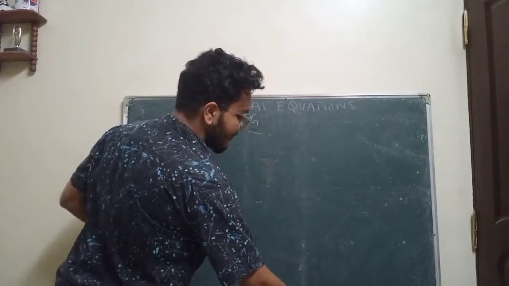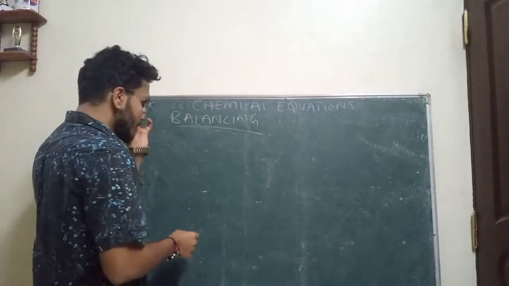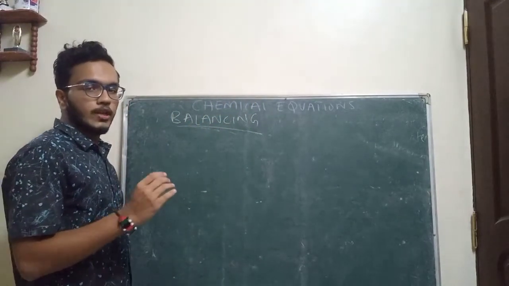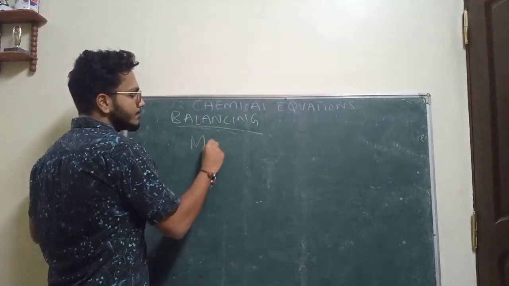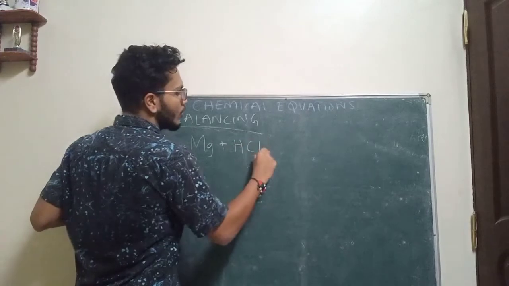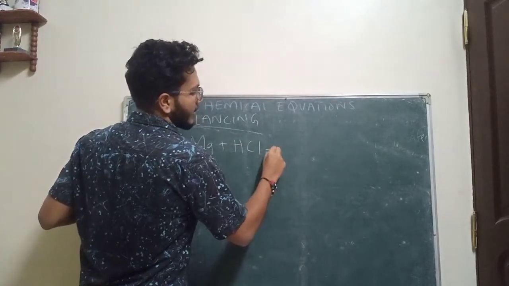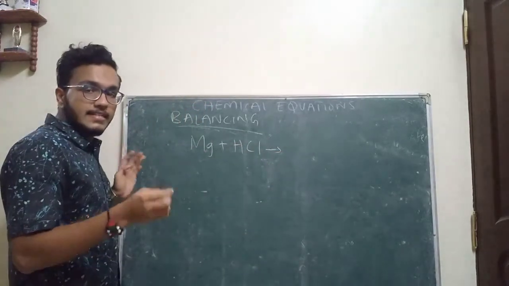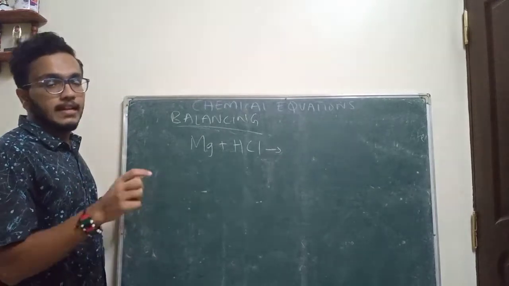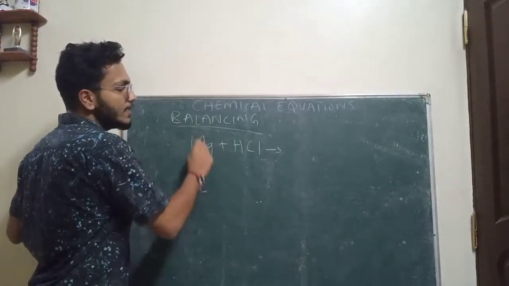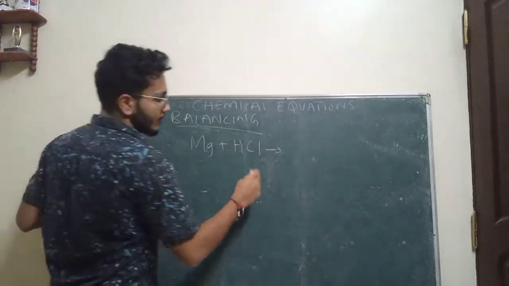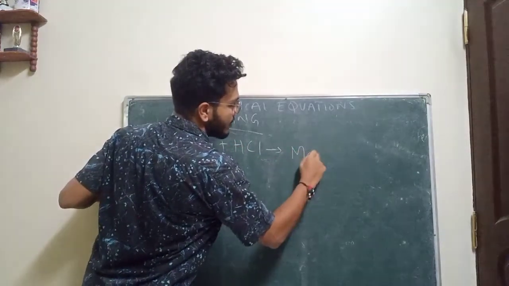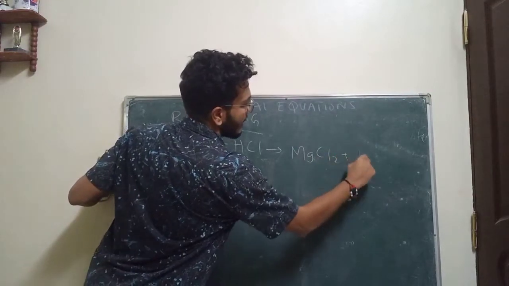I won't be writing everything, but you can listen as I read the question. Magnesium reacts with hydrochloric acid. Write the chemical equation. So when an acid reacts with a metal, it forms a salt and hydrogen. The salt is magnesium, which displaces hydrogen to react with chlorine. So this is magnesium chloride plus hydrogen.